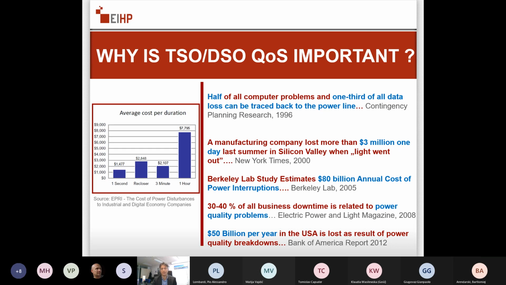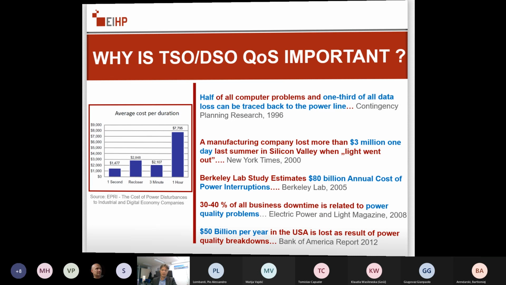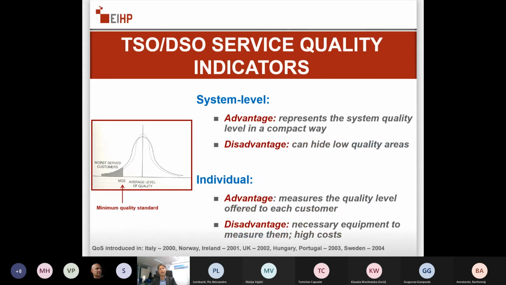So we can say that the network is playing a very important role not only in our sector, but also in the economy as a whole, in numbers. So how do we measure it? We can measure it in two ways. The first one is the system level, and the other one is the individual level.